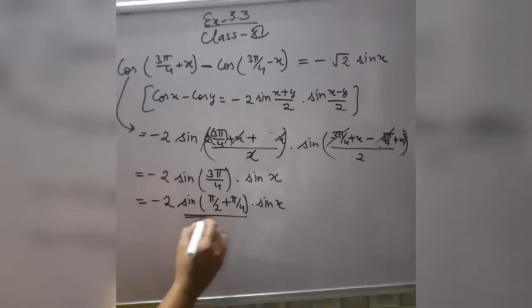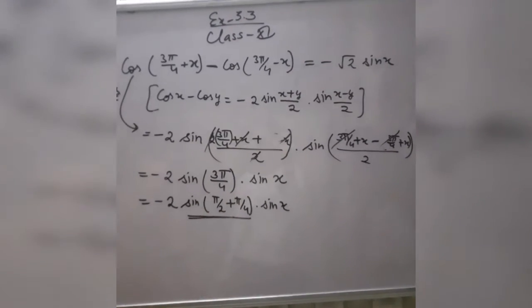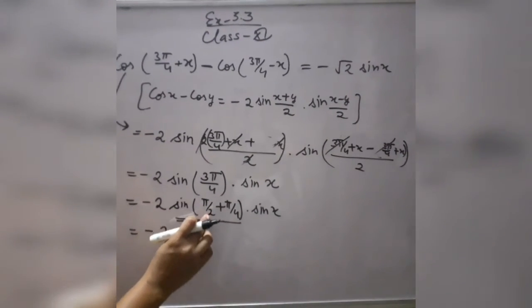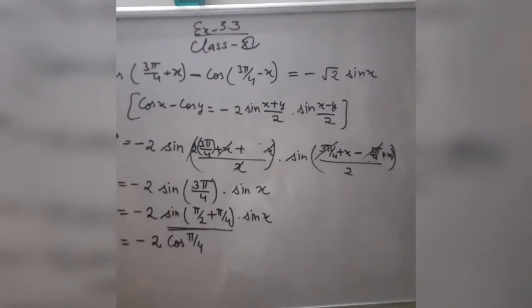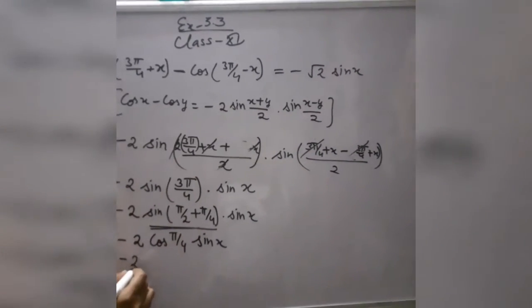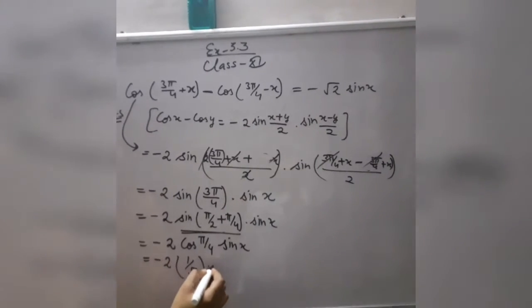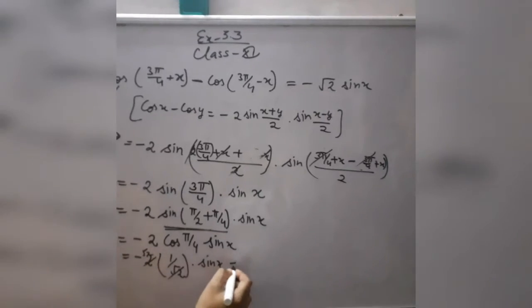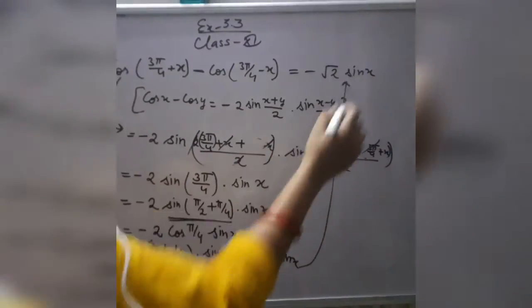Now use the formula for sin(90 + θ). 90 plus something means second quadrant, and in the second quadrant sine is positive, but in case of 90 the sine changes into cos. So this equals cos π/4 into sin x. Now what is the value of cos π/4? Cos 45 is 1 by root 2, and this root 2 is cancelled with 2. So the answer is minus root 2 sin x, which equals the right hand side.